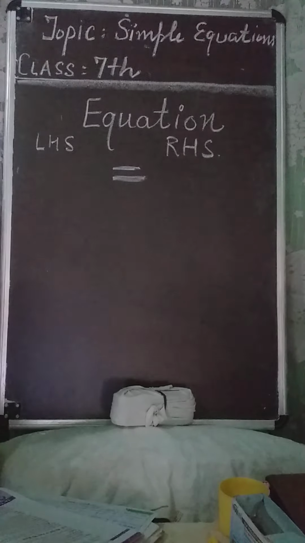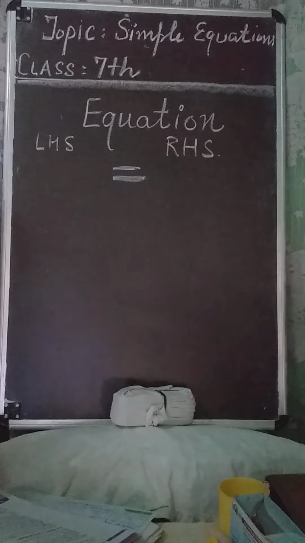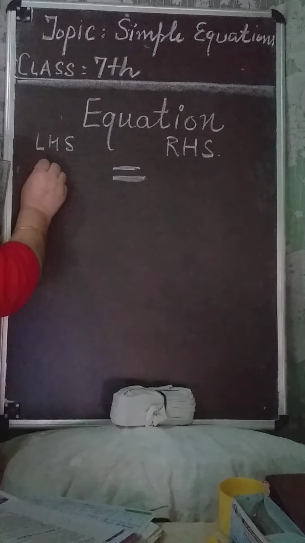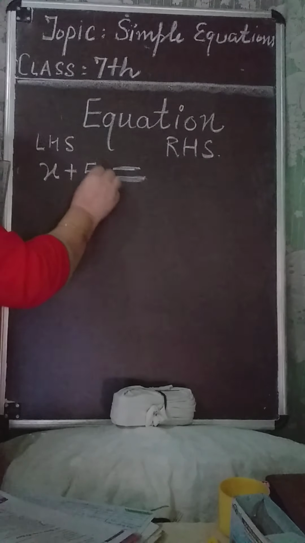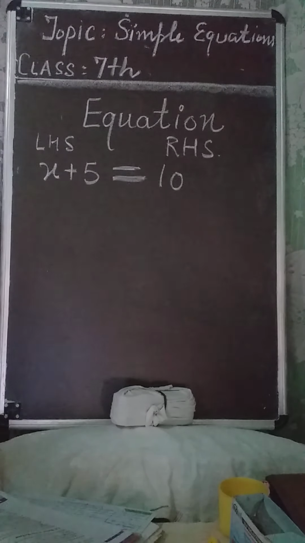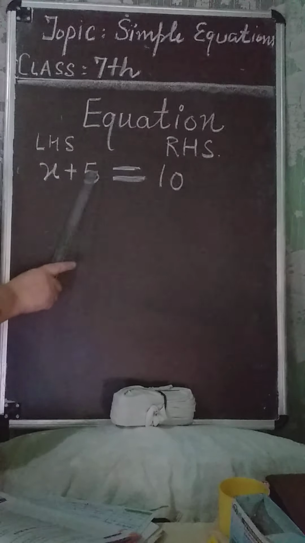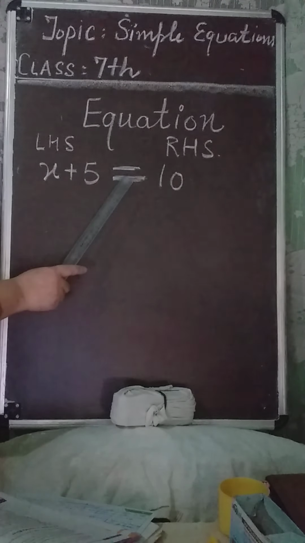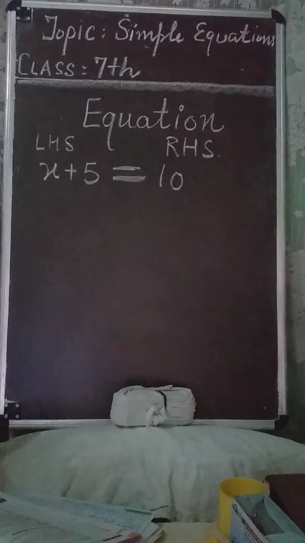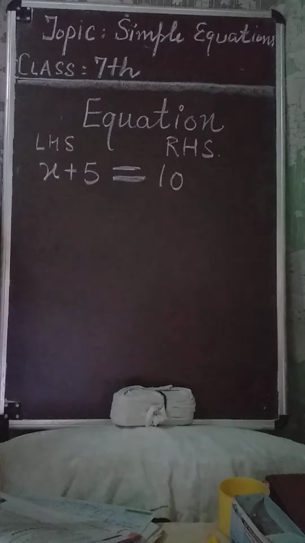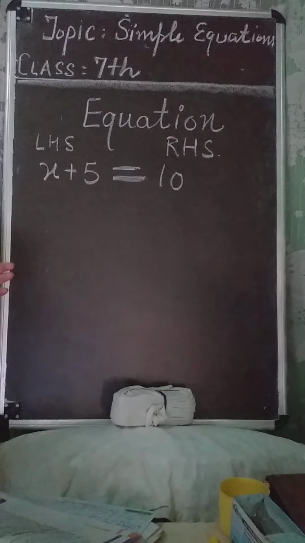The equality sign shows that the value of the expression to the left of the sign is equal to the value of the expression to the right of the sign. This I have explained to you. So if I write x plus 5 is equal to 10, this shows that the left hand side is equal to the right hand side. So this is known as an equation. An equation is a mathematical expression that states that two quantities are equal.